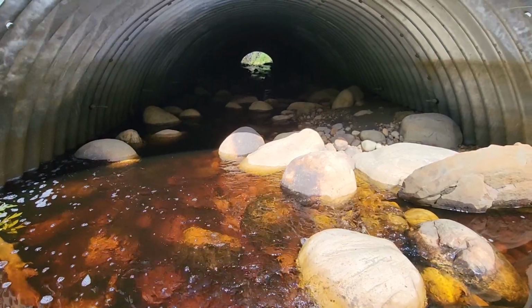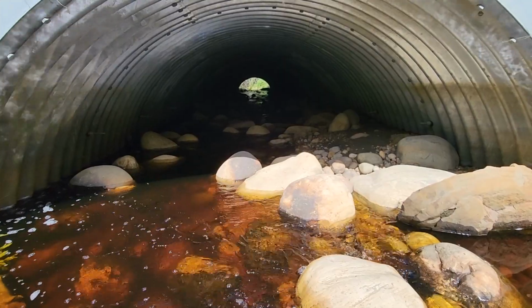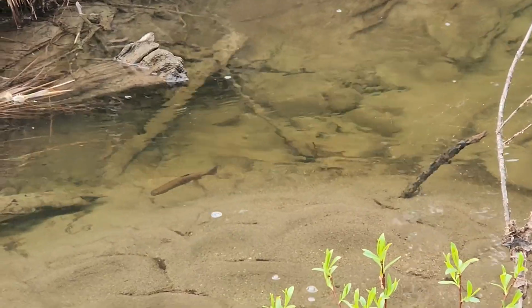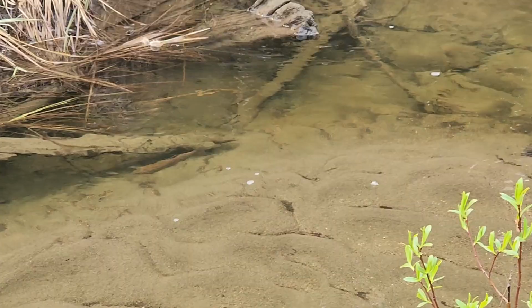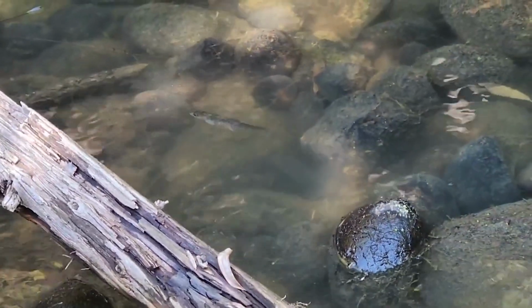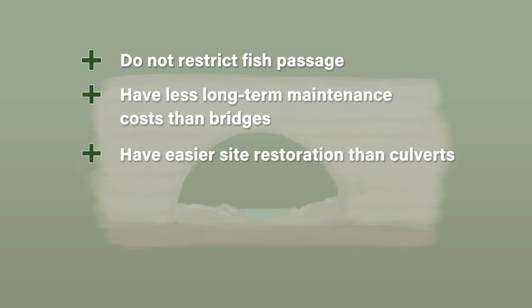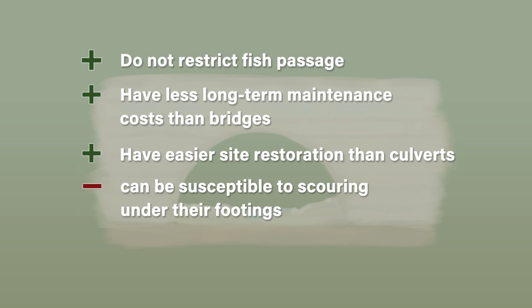Arches are watercourse crossings that allow the natural streambed substrate and gradient to be maintained and can have minimal impact on fish when they are designed and installed using best management practices. Other key attributes of arches include that they do not restrict fish passage, have less long-term maintenance costs than bridges, and have easier site restoration than culverts. Certain types of arches can, however, be susceptible to scouring under their footings, and they do require an engineered design.